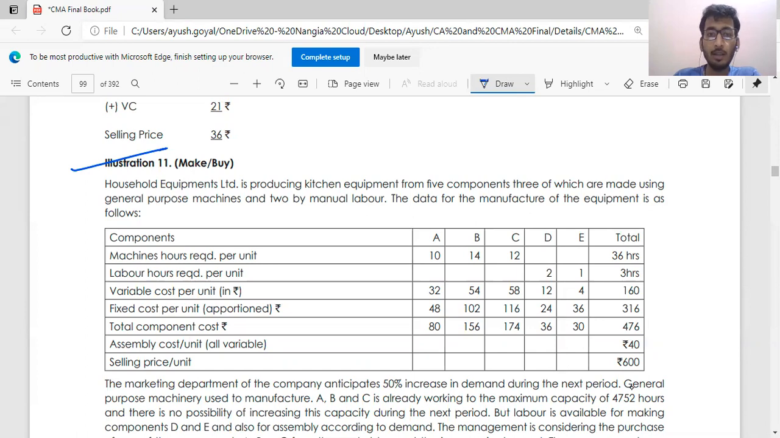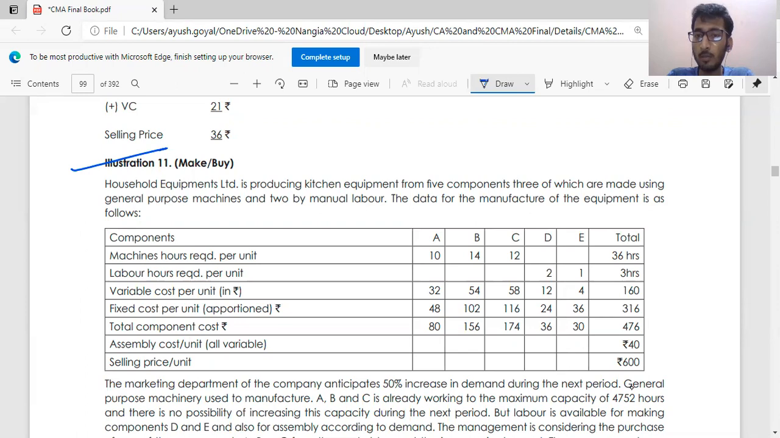So let's read illustration 11. Household Equipment Limited is producing kitchen equipment from 5 components, 3 of which are made using a general purpose machine and 2 by manual labor. The data for manufacture of the equipment is as follows. So basically we are manufacturing one kitchen equipment, and to manufacture that kitchen equipment, 5 components are used. So what are those 5 components?